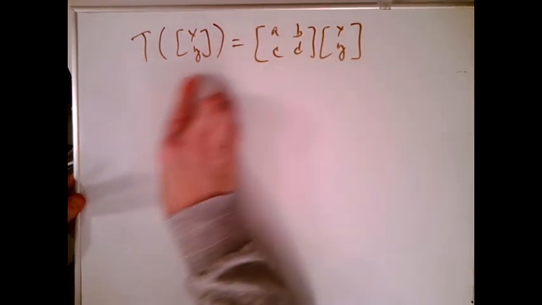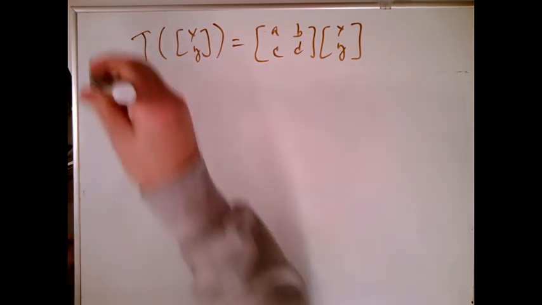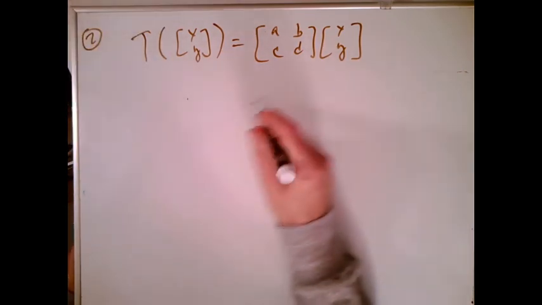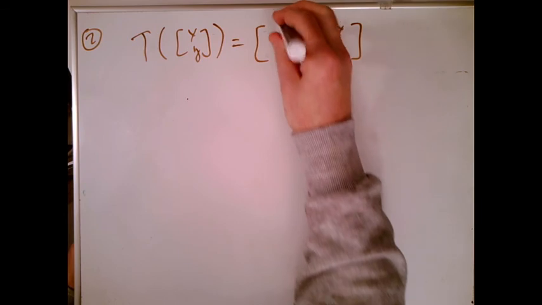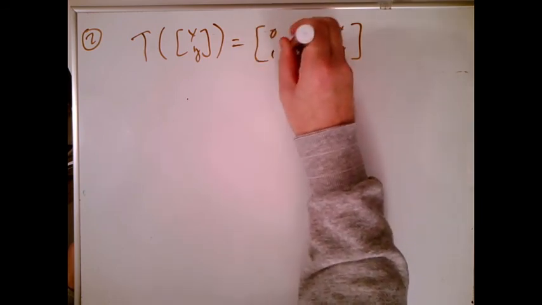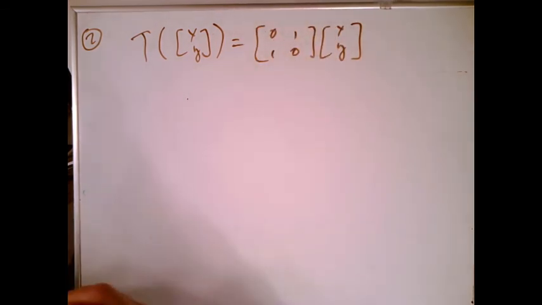What I want to do for my second example is put 0, 1, 1, 0 right in there. Now we know what that does. That switches the x and the y coordinates.